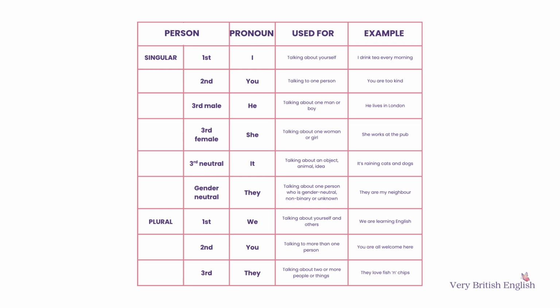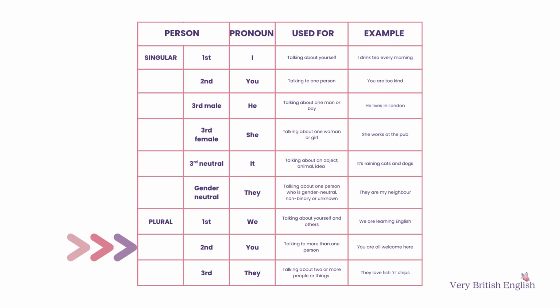Okay, now for the plural forms. The pronoun for first person plural is we. It's used for talking about yourself and others. We are learning British English. We are great students. We means you're not alone. You and your classmates, you and me, we're all in this together.